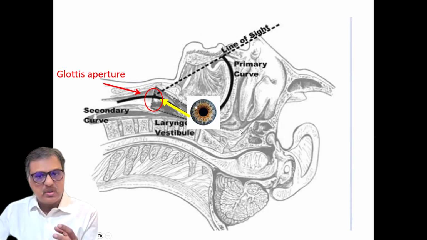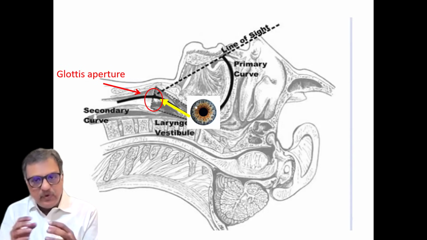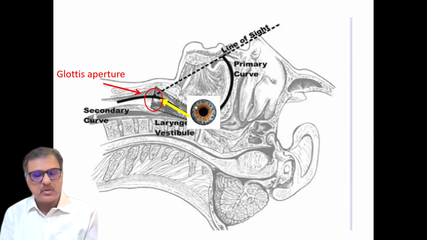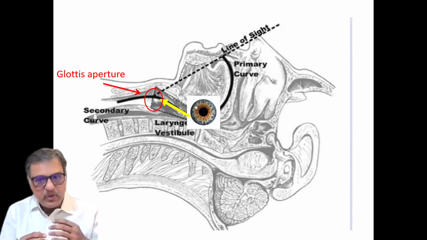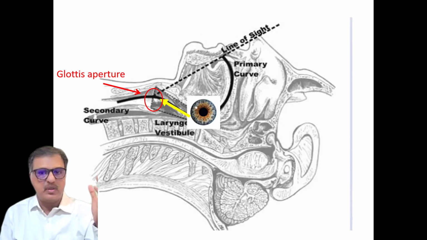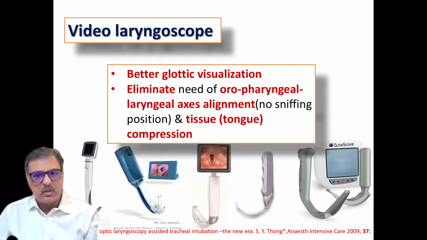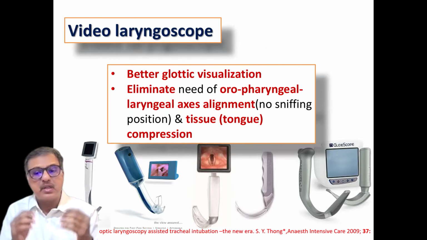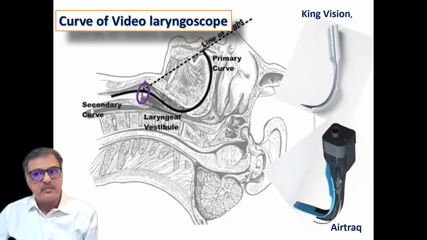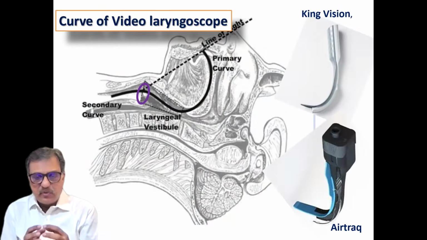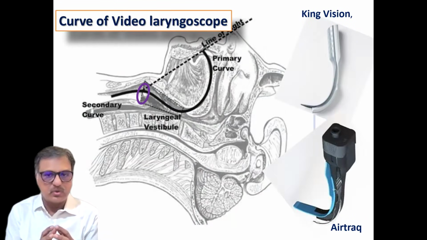In short, videolaryngoscope enables us to look beyond the curve of the tongue. And as it looks beyond the curve of the tongue, it provides a better glottic visualization by eliminating the need of oropharyngeal laryngeal axial alignment and tissue compression. Let's discuss the different curvatures of the videolaryngoscope.